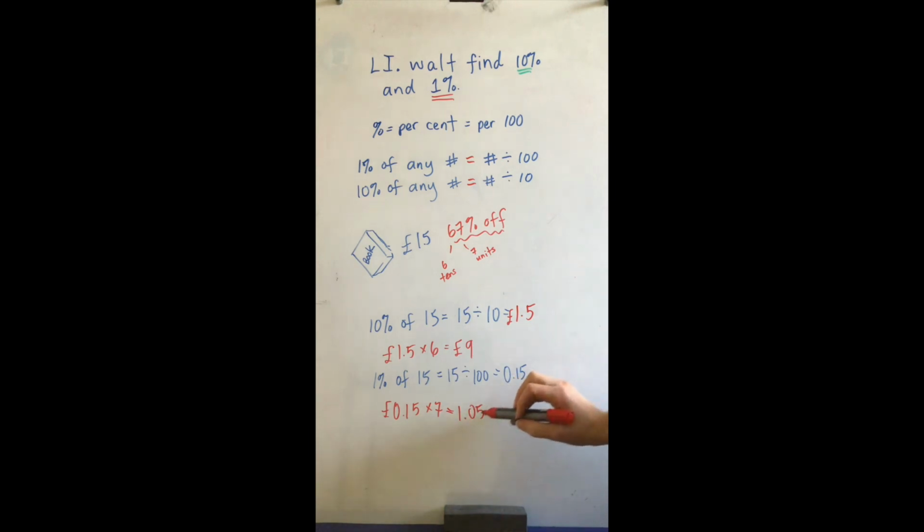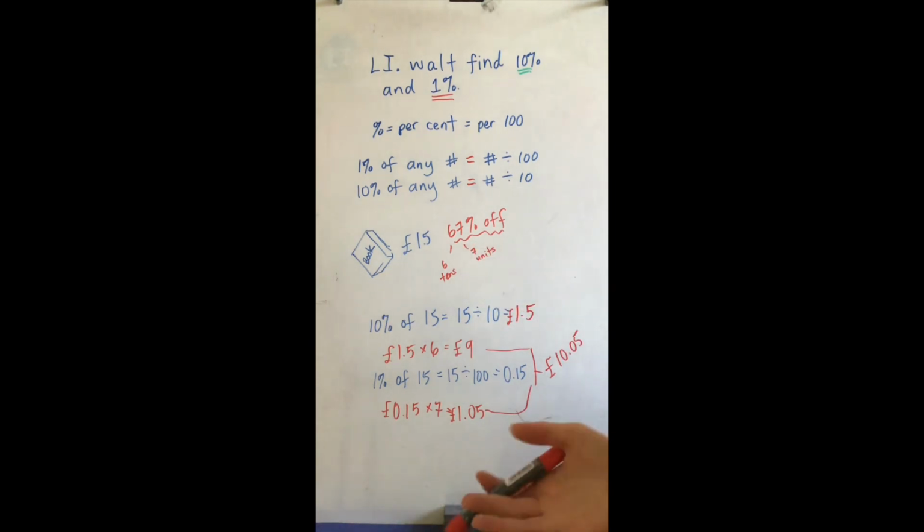Okay, so I've got £9 off here, and another, oh, forgot my pound sign, another £1.05 off here. So if I add those two together, it's going to be £10 and 5 pence off. So I'm going to be down to £4.95. All right, so then we can work out how much your new price is going to be.